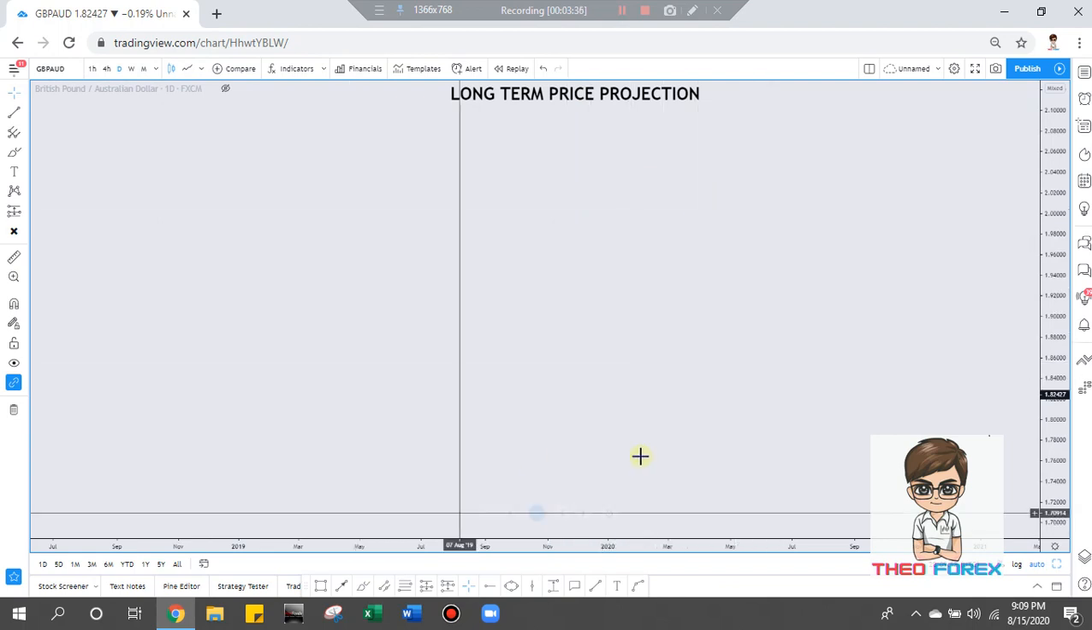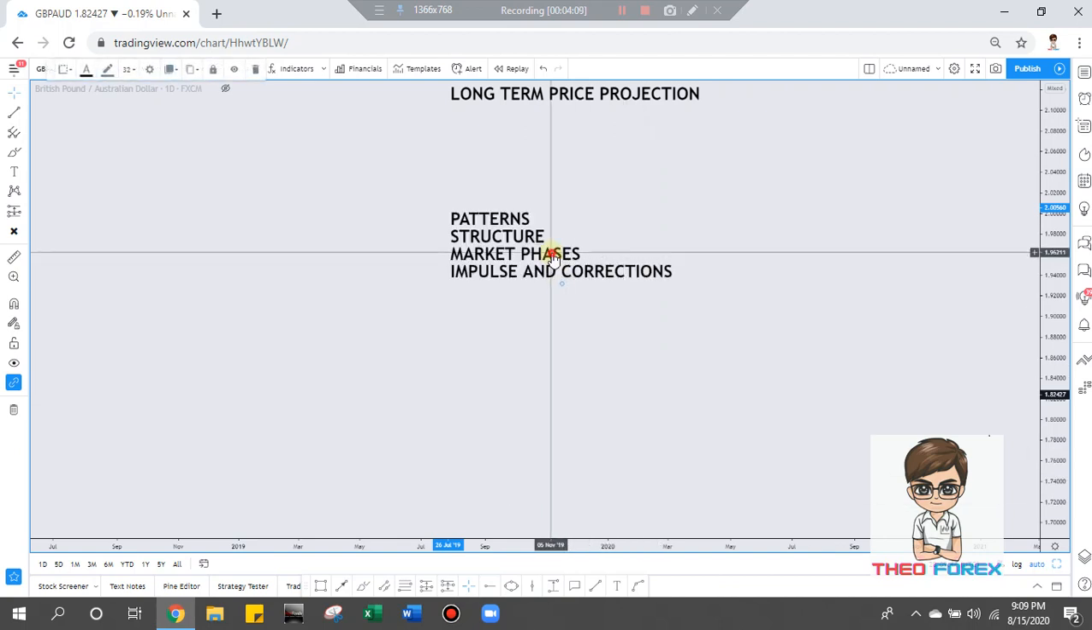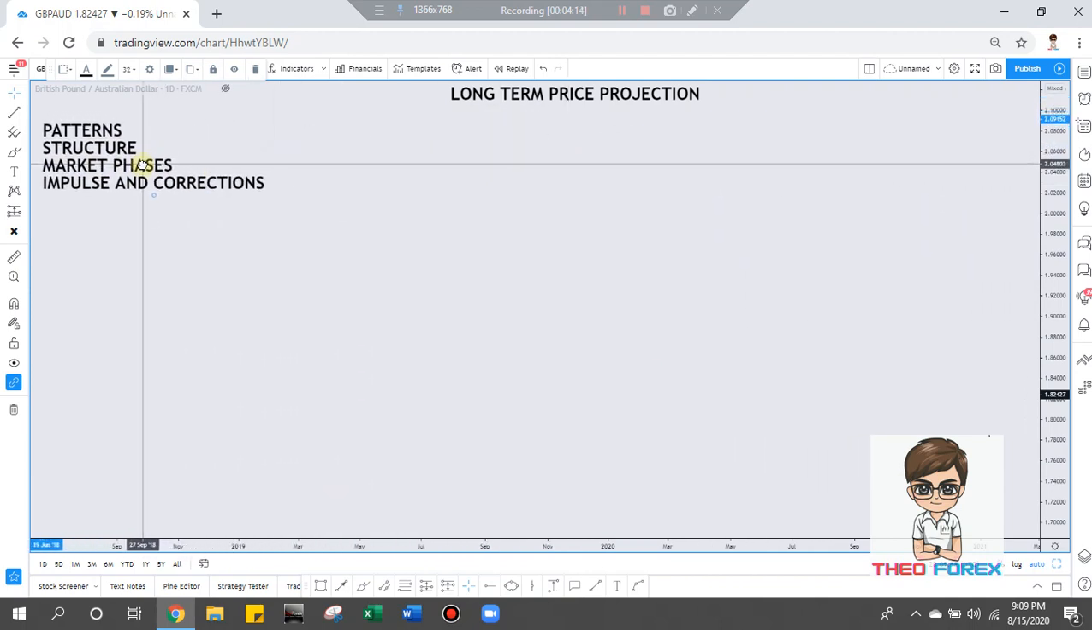Now, what is Falcon mainly based off? Falcon is mainly based off the following things: patterns, structure, market phases, and what else? There should be something else. Yes, it's still based on structure, which is impulse and correction, but let me just state it here. Now, this is what Falcon is majorly based off, so it is nothing big at all. I'll be breaking them down one by one.